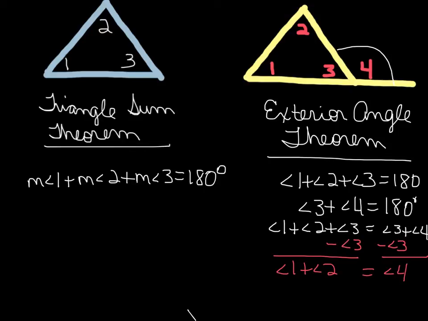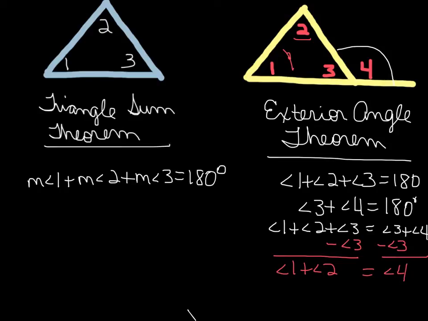Okay, so here we have it. Here's angle 1 right here, and when you add it to angle 2, it has to equal angle 4. Those are called the two remote interior angles. They are remote because they are away from angle 4. Angle 3 is not remote because it's adjacent to it. So an exterior angle is equal to the sum of the two remote interior angles.